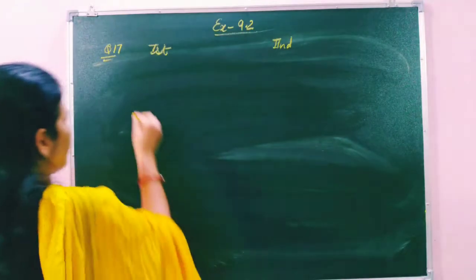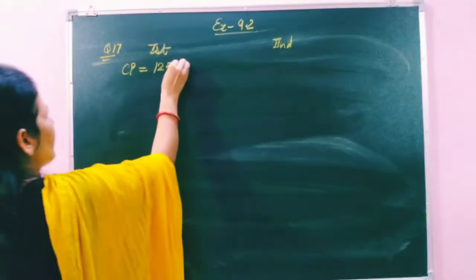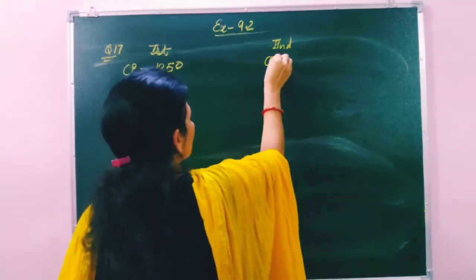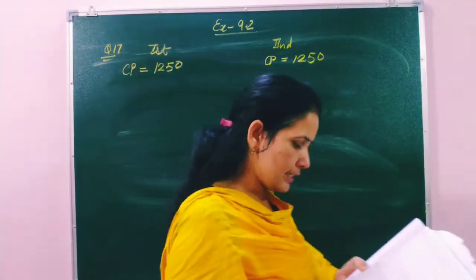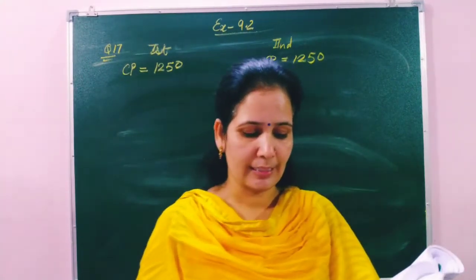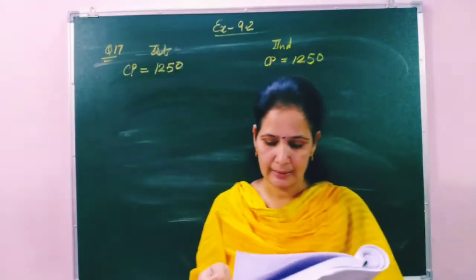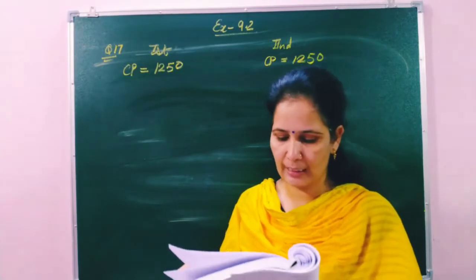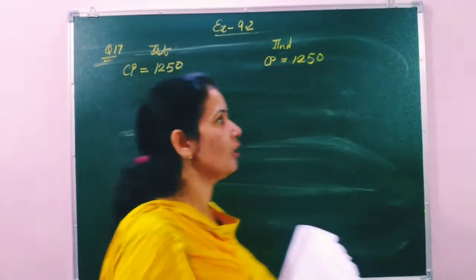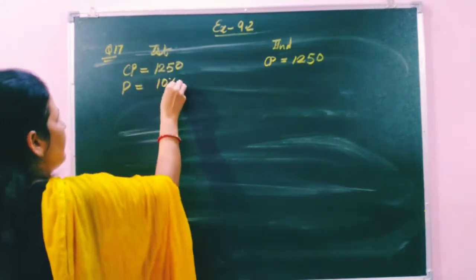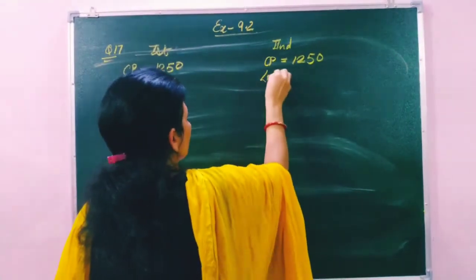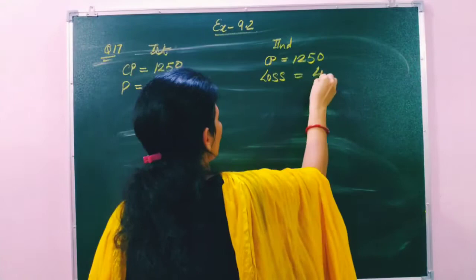Okay, then CP for the first is 1,250 and CP for the second also 1,250. But students, the difference in both is that in one saree she gets 10% profit, but in another saree she gets 4% loss. So here she gains a profit of 10%, and here she incurs a loss of 4%.